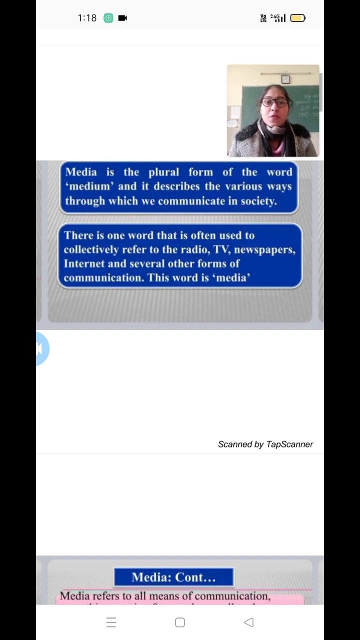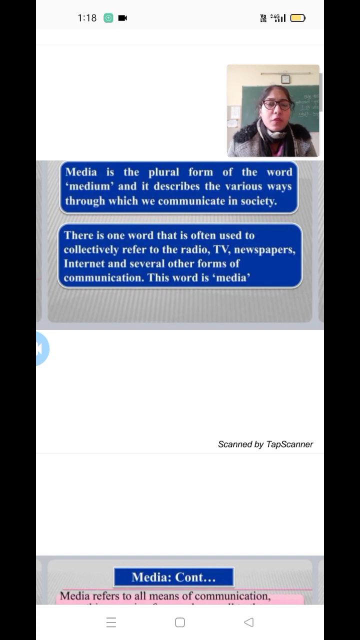Now, first we will begin with the word media. As this whole chapter is about media, we will start with the question: what is media? Media is the plural form of the word medium. Media is one kind of medium through which we can communicate in society. It describes the various ways through which we can communicate in society, the medium through which we can send our views and opinions to others.